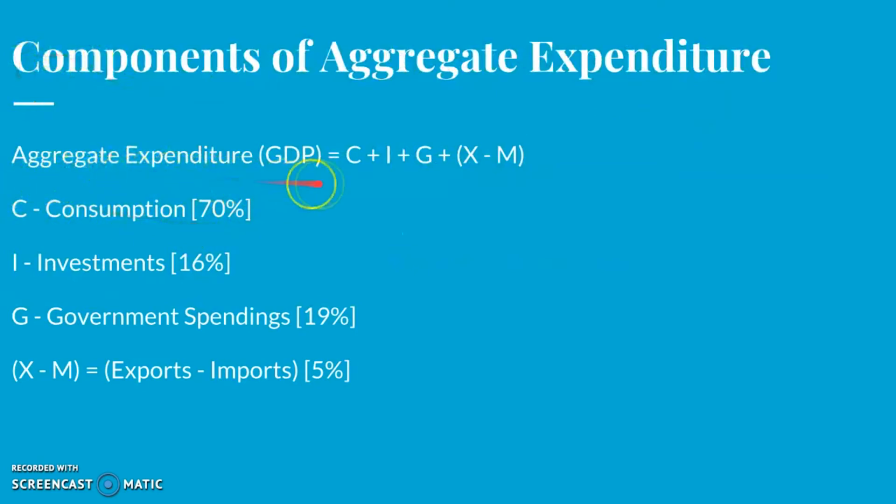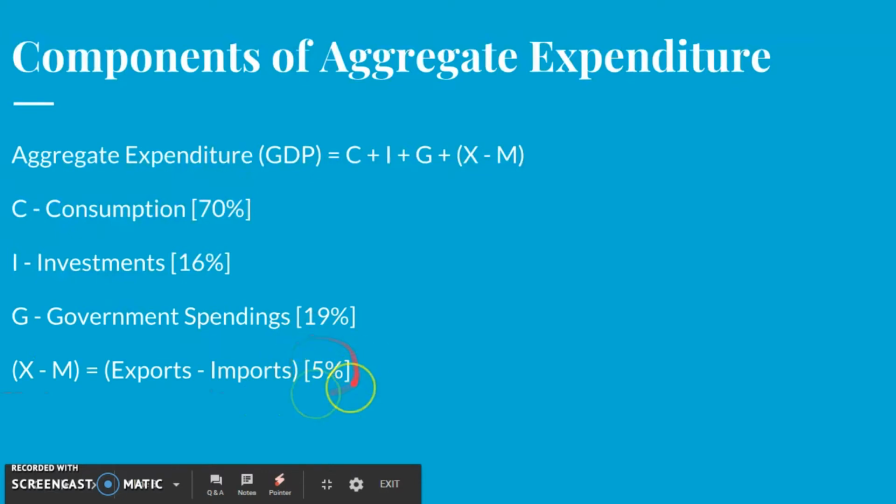So GDP is C plus I plus G plus X minus M. C is consumption, and that's 70%. I is investment, and that's 16%. G is government spending, and that composes 19%. And then X minus M is exports minus imports, and that's usually 5% of aggregate expenditure.